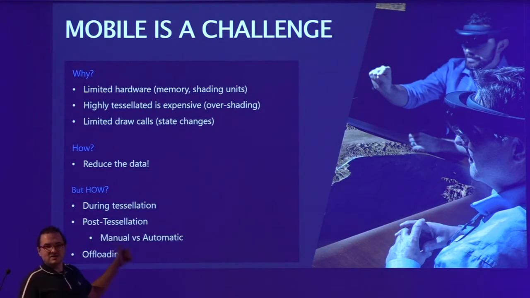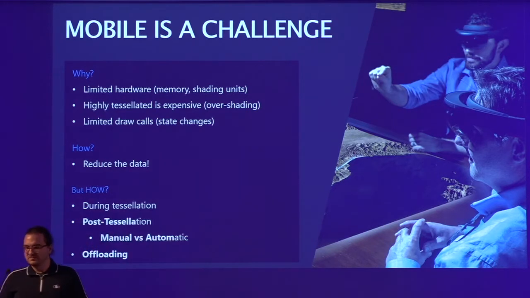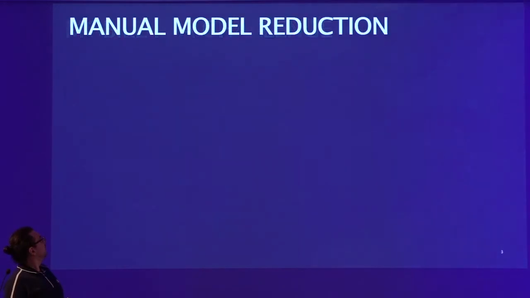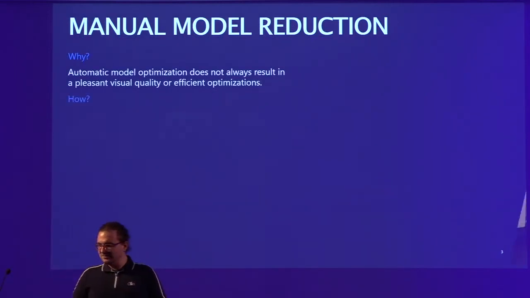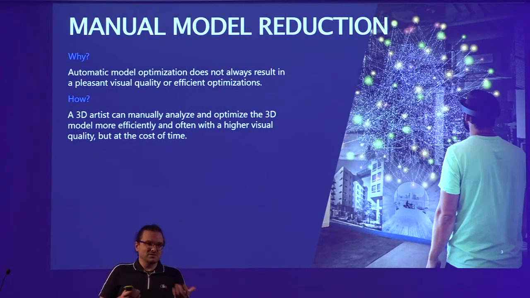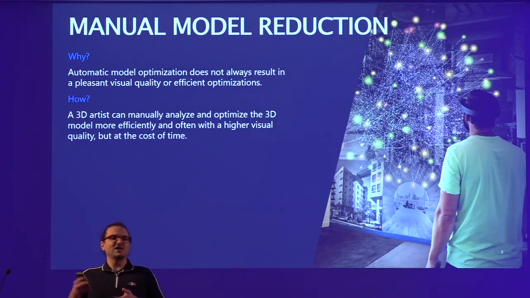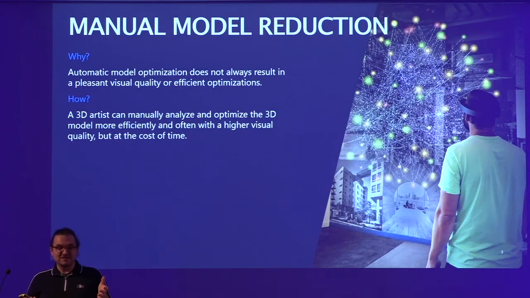You can do it manually, you can do it automatically, and you can also do no optimization and actually offload the rendering, right? So what can you do for manual model reduction? Well, that's rather straightforward. You can take a 3D artist, a 3D modeler, and he can take a model and optimize it by hand. This will, of course, result in the best quality, but it's highly expensive. It's labor-intensive work, and it doesn't scale.